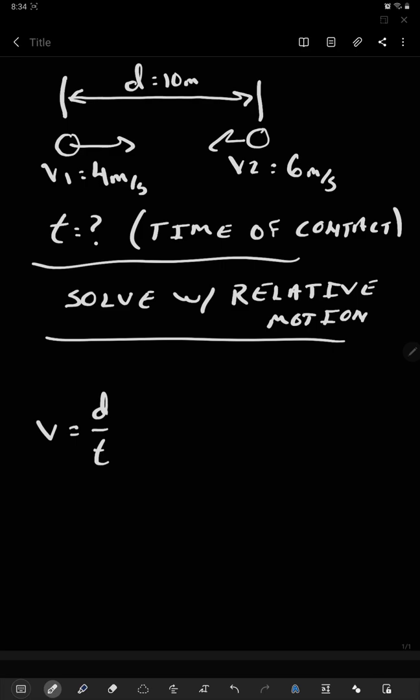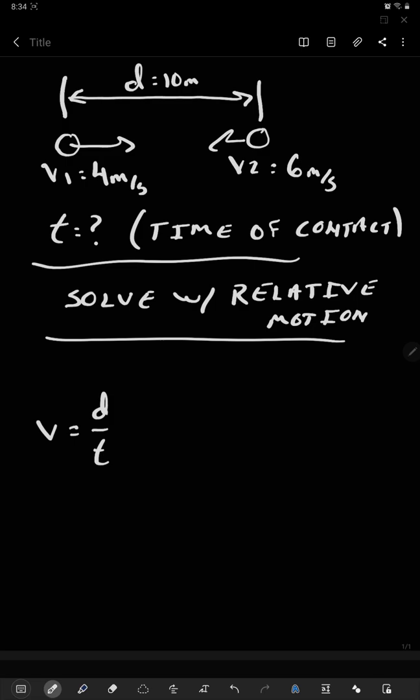The issue is they're going to meet. They're 10 meters apart. I don't know how far object 2 is going to go before it makes contact with object 1 because they're coming at each other. So I have individual speeds, but I don't know their distance, which means I can't solve for t using just the straightforward equation.